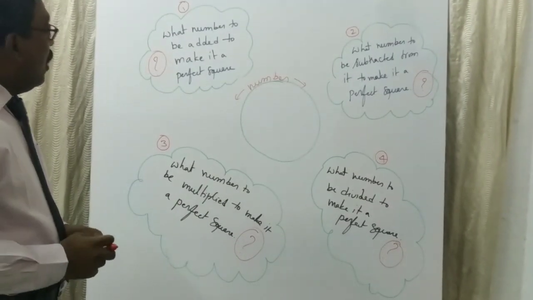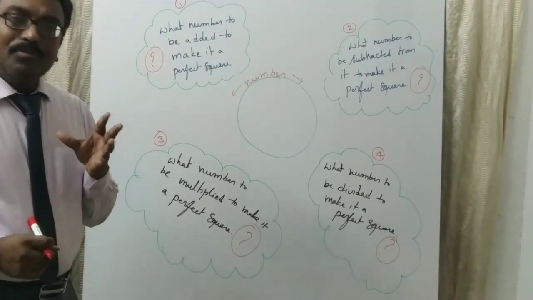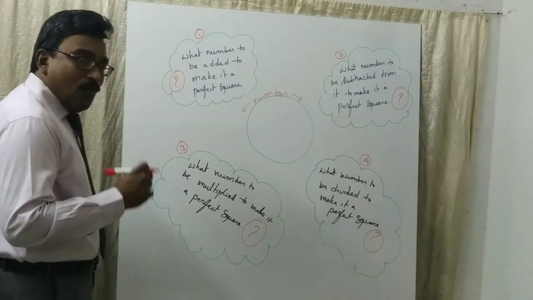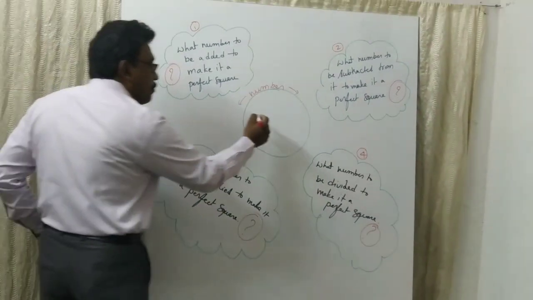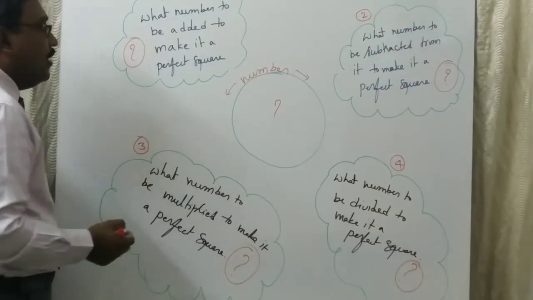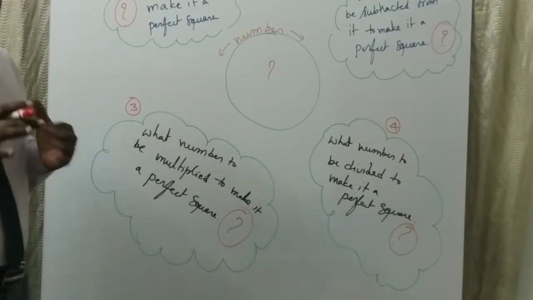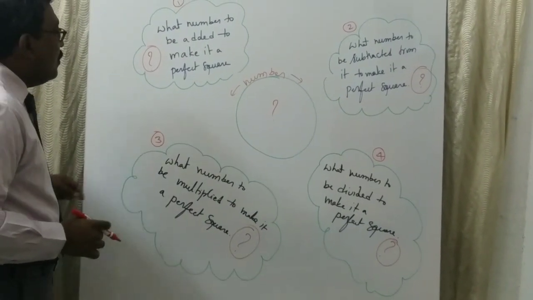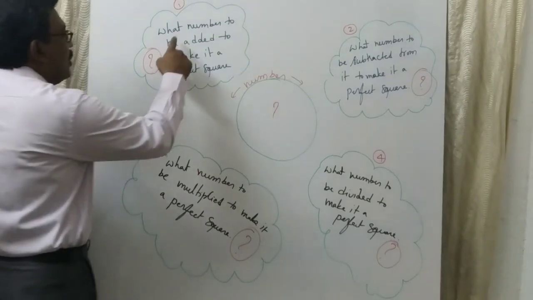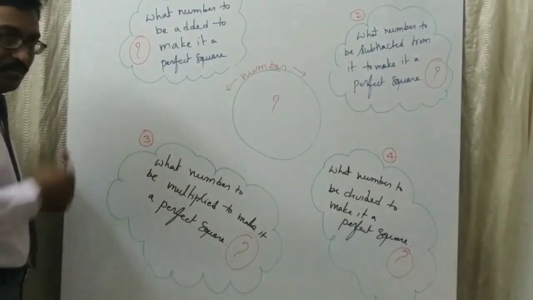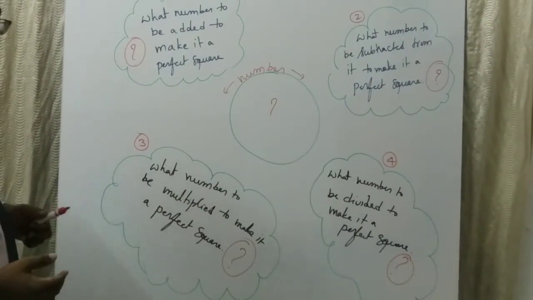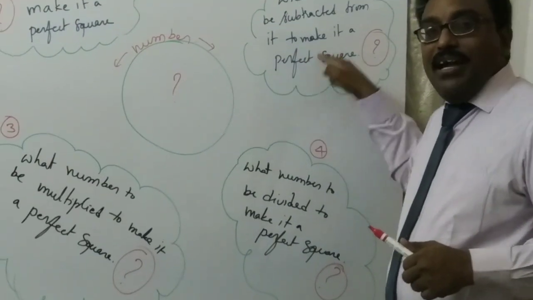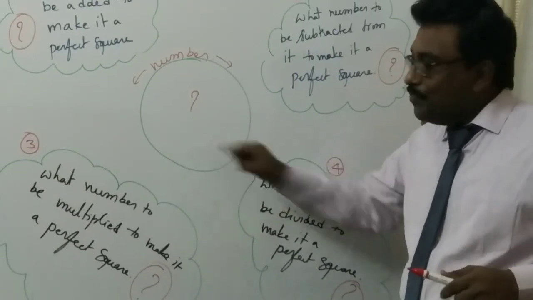Good morning, friends. Today our class is a little logic-based class. What is that? Suppose I take any number which is not a perfect square. Then the first thing is what number should be added to make it a perfect square. Second, what number should be subtracted from the same number to make it a perfect square.